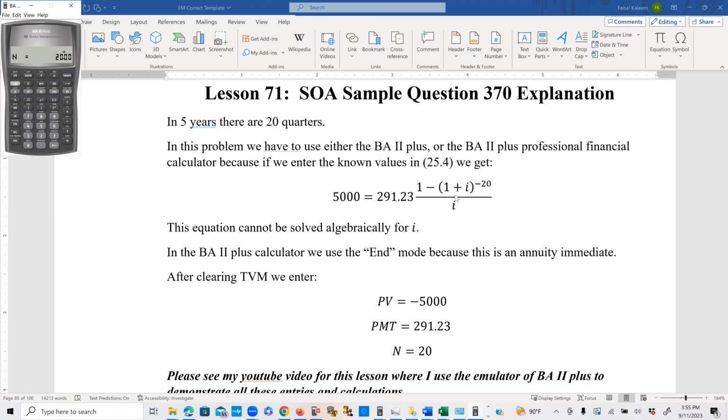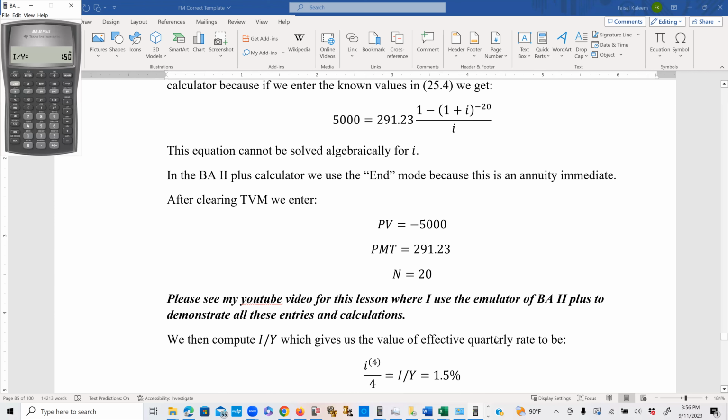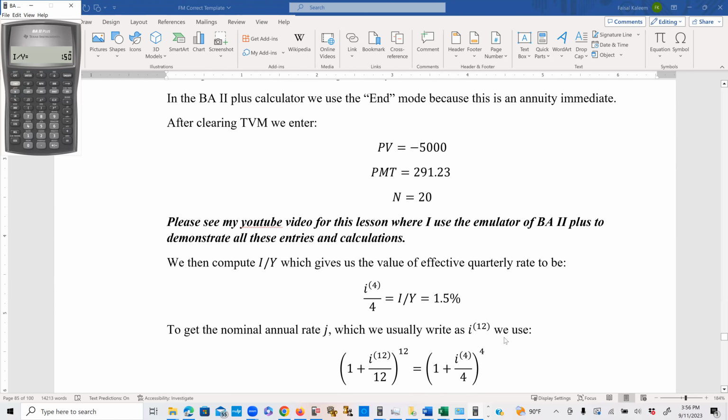Now the way we have entered the values, it will calculate the quarterly effective rate, because these are quarterly payments. The quarterly effective rate can be found by hitting compute and then I/Y. It's calculating the interest rate in percentage. So the quarterly effective rate is 1.5%, but we know the quarterly effective rate is i(4)/4.